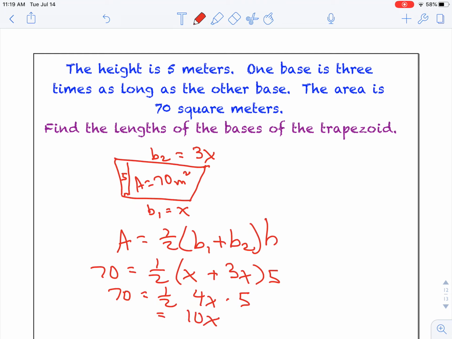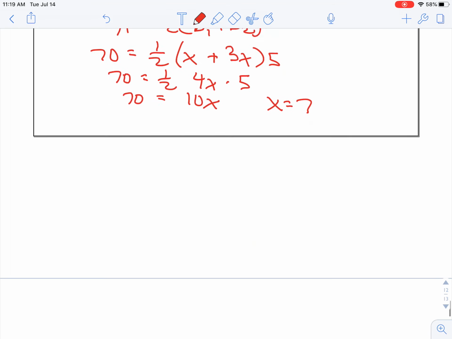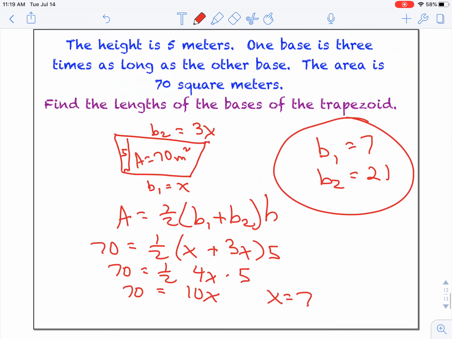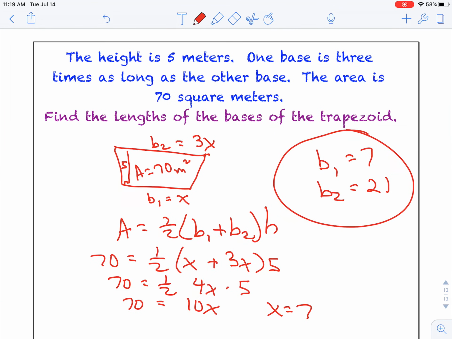So now I just have numbers to multiply. 1/2 times 4 is 2, and 2 times 5 is 10. Or take 1/2 of 20, and I get 10x equals 70, so x equals 7. So one base is 7, and the other base is 3 times that, so 21.